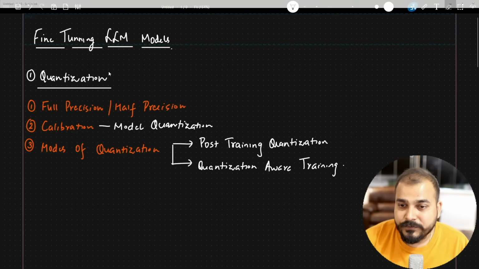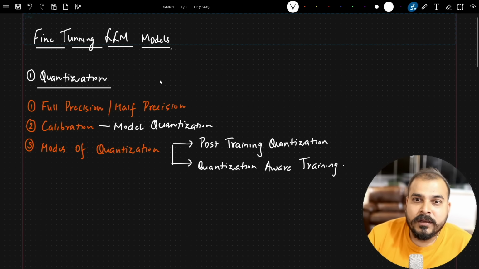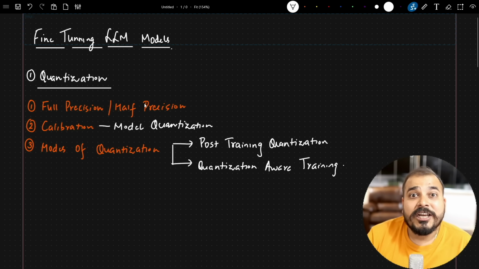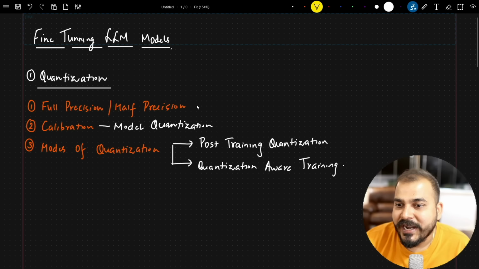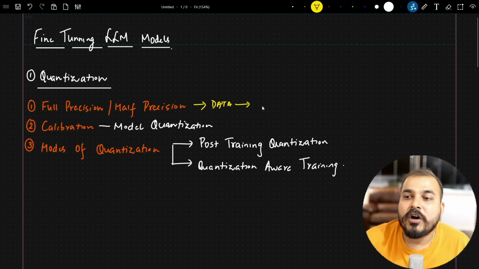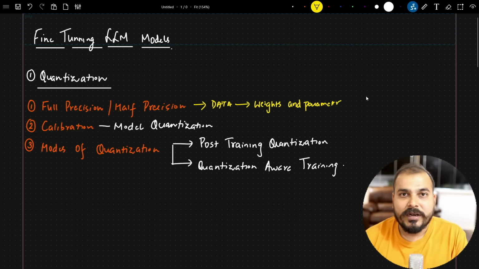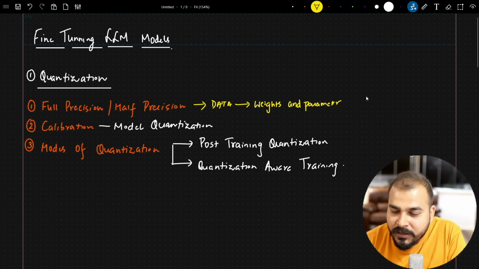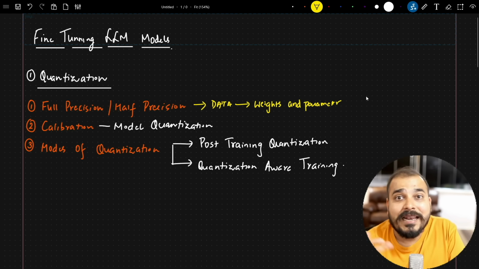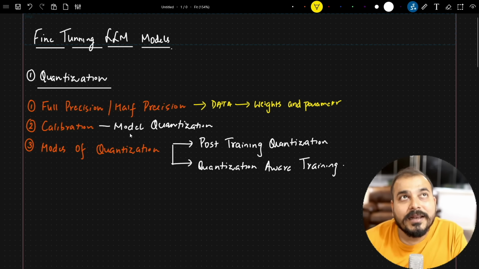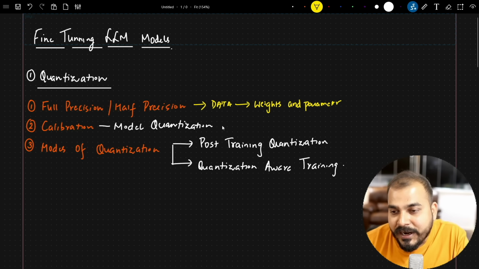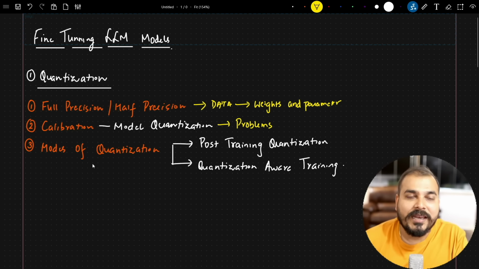Okay, so what exactly is quantization? We're going to discuss full precision and half precision, and this is something related to data types, like how the data is stored in memory. When I specifically say data in LLM models, I will talk about weights and parameters, right? Because at the end of the day, LLMs are also deep learning neural networks in the form of transformers or BERT, right? Then we're going to discuss what exactly calibration is. This is also called calibration in model quantization, right? We are also going to see some problems on how we can actually do calibration.